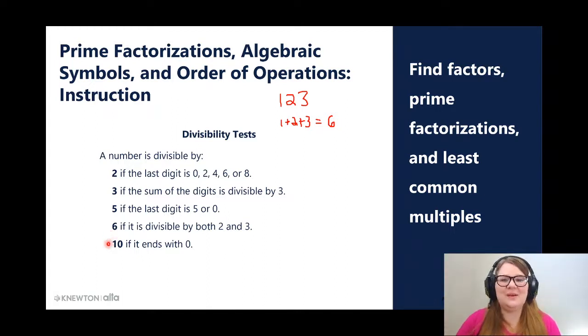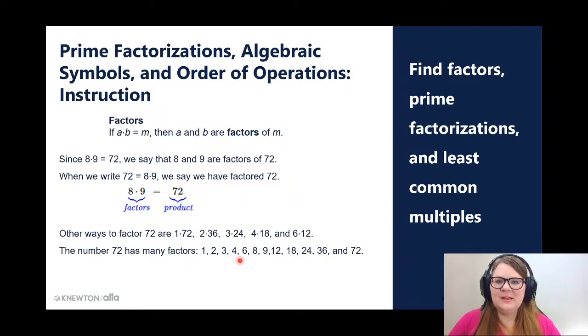All right, our last one that we like to use a lot is 10. If a number ends in a 0, then it's divisible by 10. So how do we use that? Where does this go? Well, we are now going to define something called a factor. If you can multiply two numbers to get another number, those two numbers are both factors of the bigger number. So, for example, 72. You can break 72 down into 8 times 9. So, since you have 8 times 9, 8 is a factor of 72, and 9 is a factor of 72.